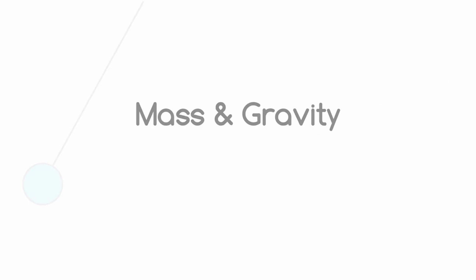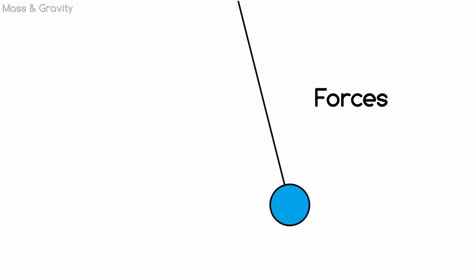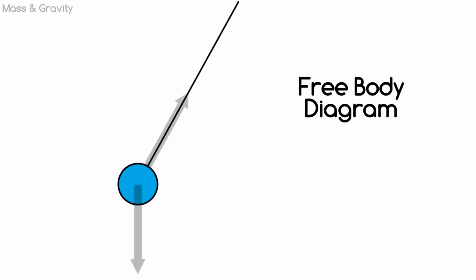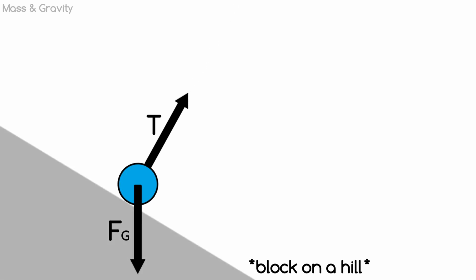Now since mass and gravity are so closely related, it's best to look at these 2 quantities together. And to do that, we have to get at the very heart of what makes a pendulum oscillate. That is, forces. Looking at the free body diagram of a pendulum's mass, there's 2 forces acting on the pendulum. First, there's gravity, always acting straight down. And second, there's tension in the string, always acting straight along the string. Now this might look familiar to you. It's identical to the free body diagram of a block sliding down a hill.